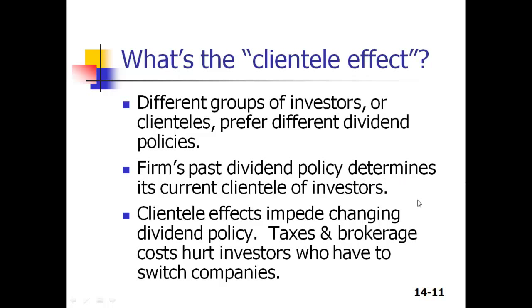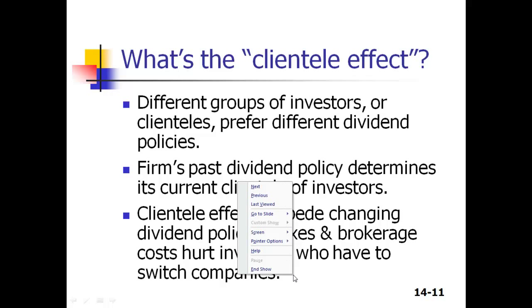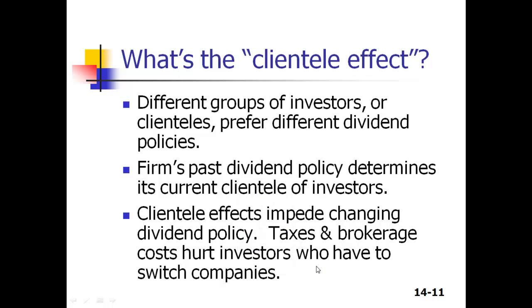Clientele effects impede changing dividend policy. Taxes and brokerage costs hurt investors who have to switch companies. Now, if 4G Fertilizer were to suddenly change its policy and say that now we will stop paying dividends because we are on a growth track, would the investors who own 4G Fertilizer stock appreciate that? No. Why not? Because then they have to sell the stock and buy other stock. Does that take time and money? It does. You have to pay brokerage fees and then maybe pay taxes.